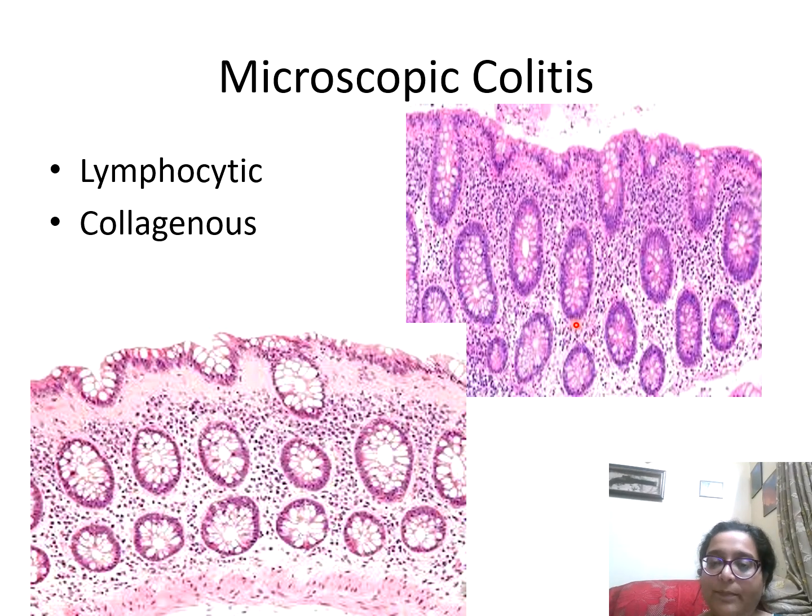Seeing basal plasmacytosis, meaning plasmacytosis at the base of the crypt, is an indication of IBD. It is also seen sometimes, or a lot of times, in tuberculosis. So you might get a lymphocytic or lymphoplasmacytic infiltrate in TB and IBD also.